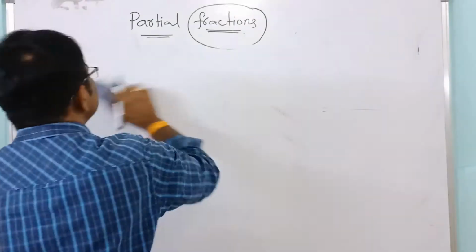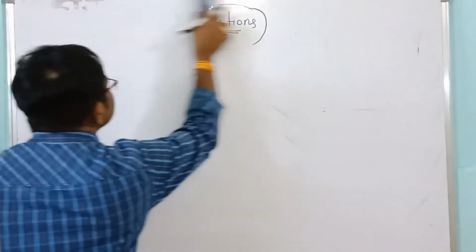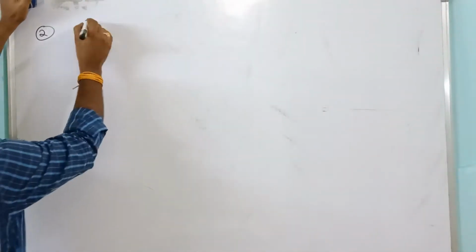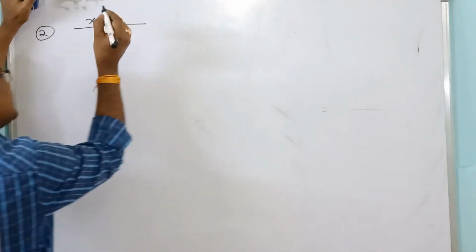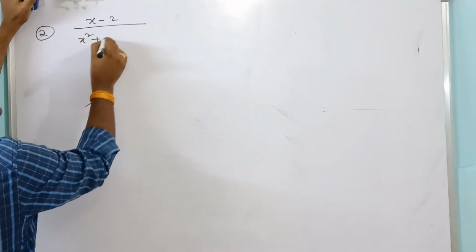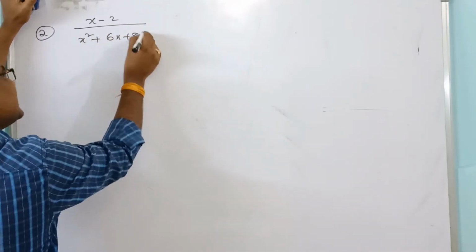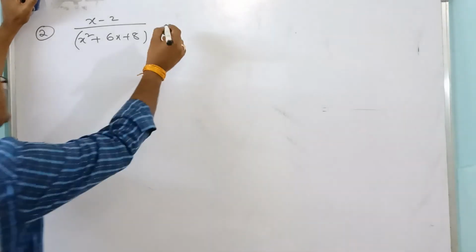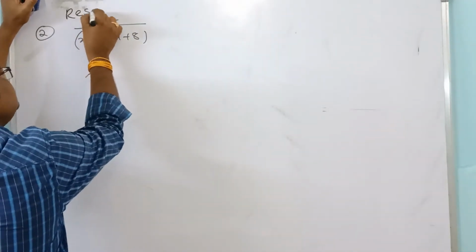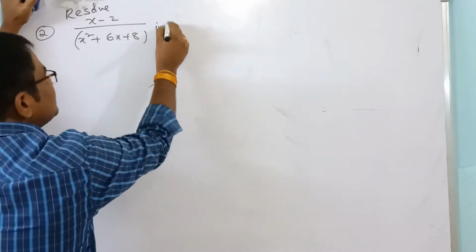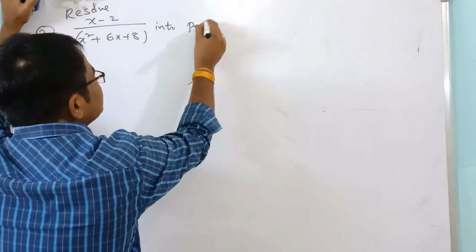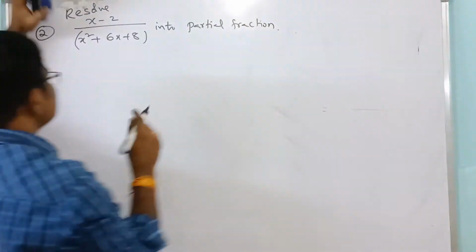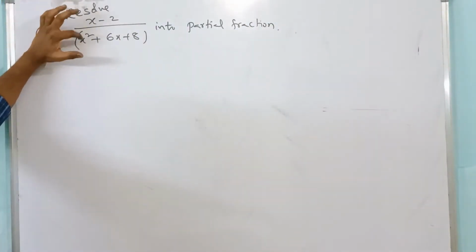Second problem is (x minus 2) by (x square plus 6x plus 8). First for this one, resolve into partial fractions.